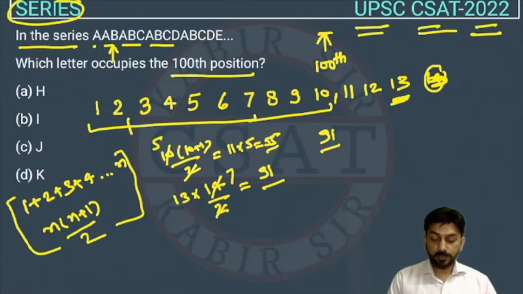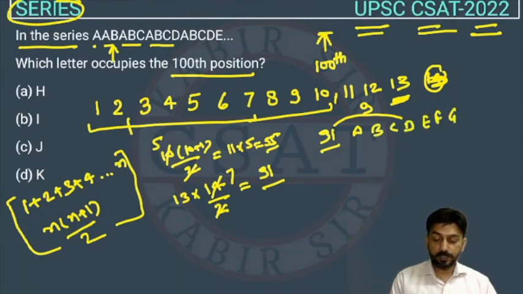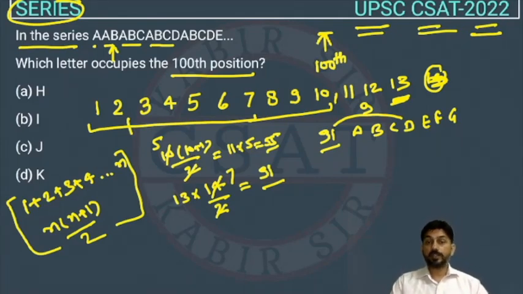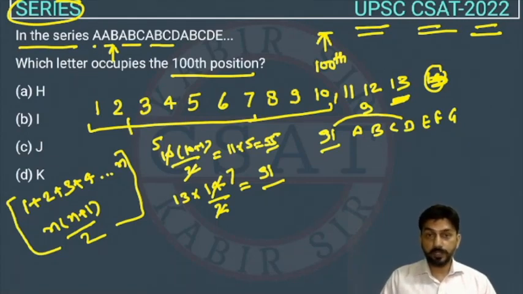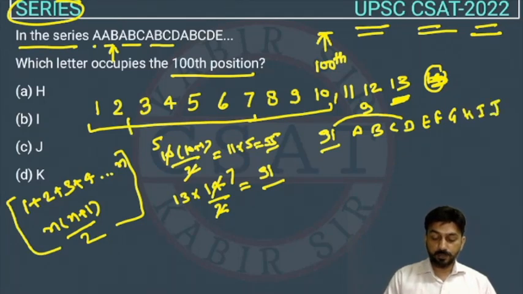What will happen after 91? The series will again start with A, right? So how many more numbers do we need? 9 more numbers. So the series will start from A, B, C, D, E, F, G. In this way the series will go. In this alphabetical series, if you know directly which letter will come on the 9th position, you can write it directly. Otherwise you can write A B C D E F G H I J, and then count first, second, third, 4, 5, 6, 7, 8, 9.